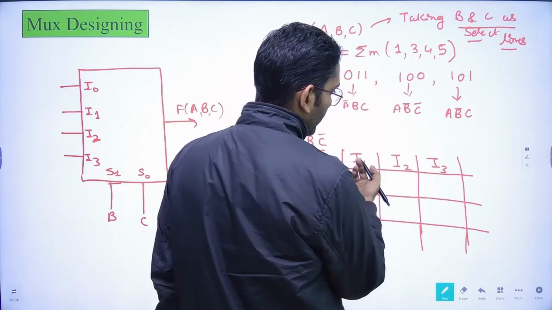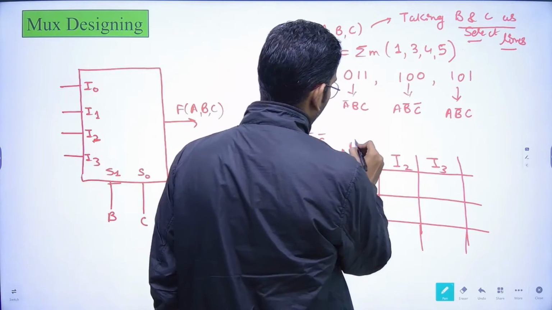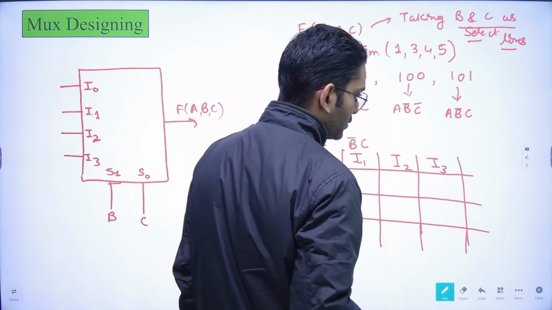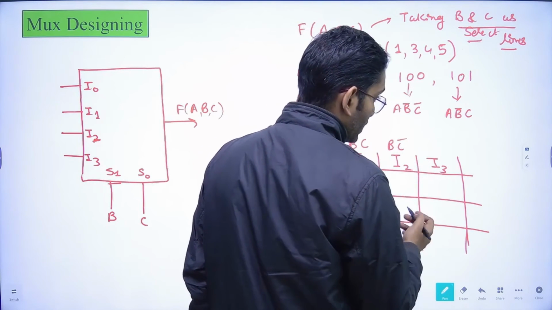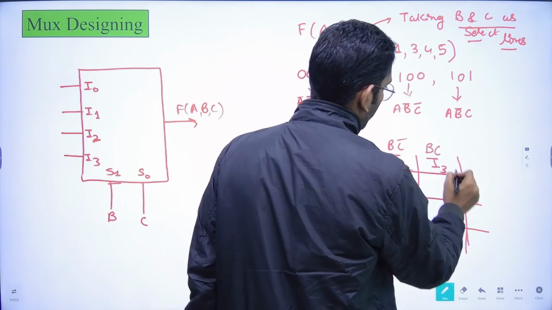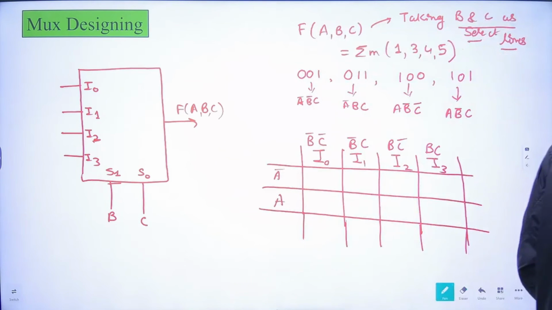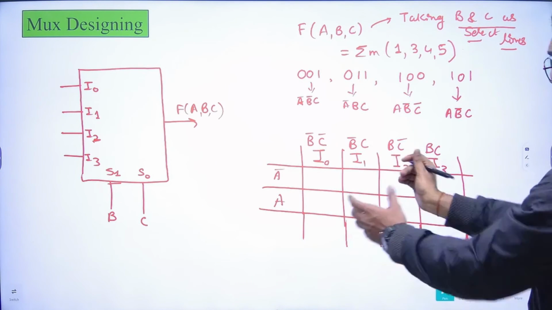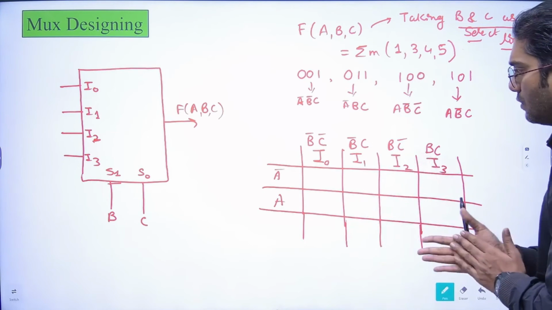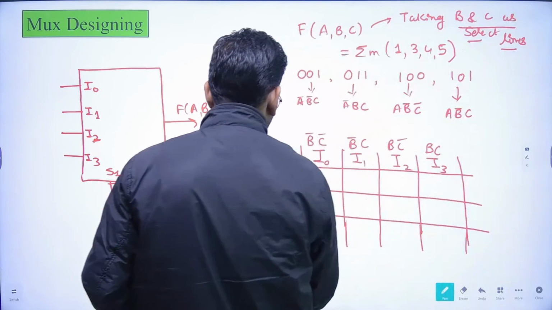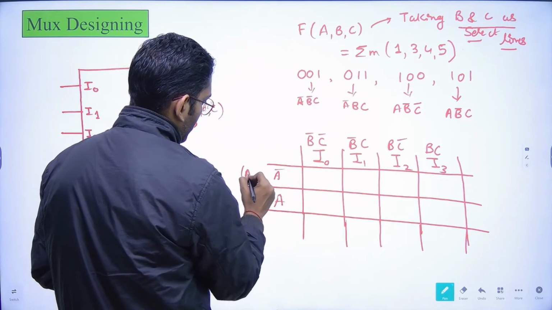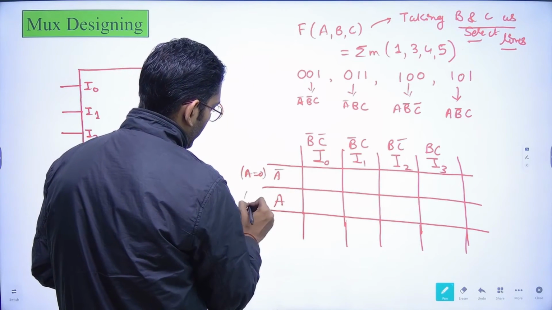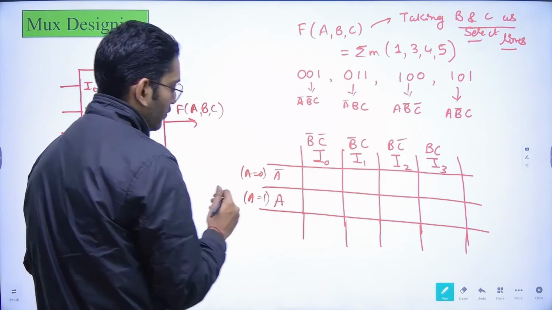I0 would be selected when the B bar C combination is present. I1 would be selected when the B bar C bar combination is present, and this would be selected when the B C combination is present. Now, if you can observe, this is basically for A equals to 0, and this is basically for A equals to 1.